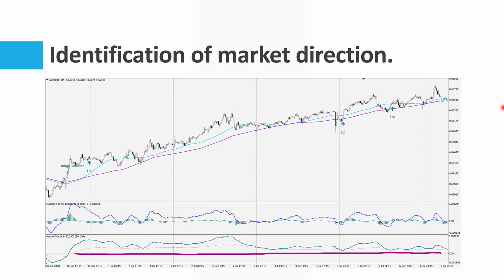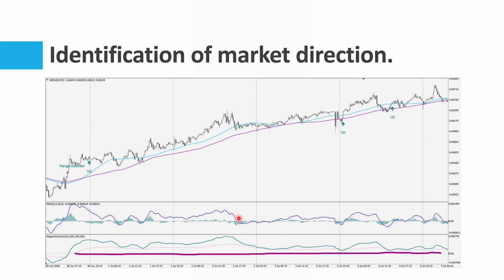This is another thing I wanted to talk about: identification of market direction. Same chart. But just like any other MACD, above zero, market direction is up. Below zero, market direction is down. And in this same example, I just wanted to point out how we can identify the overall market direction as being up as long as our MACD lines are above zero.